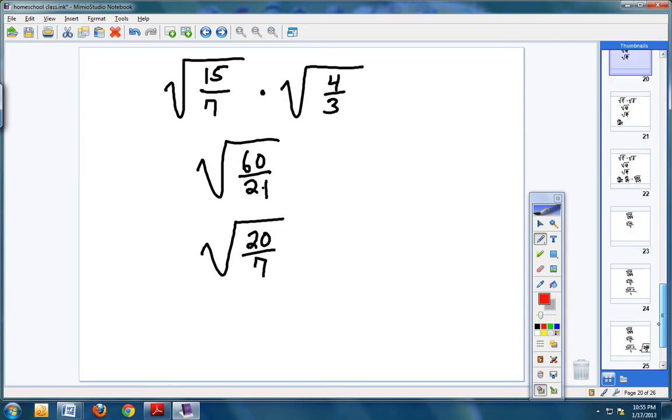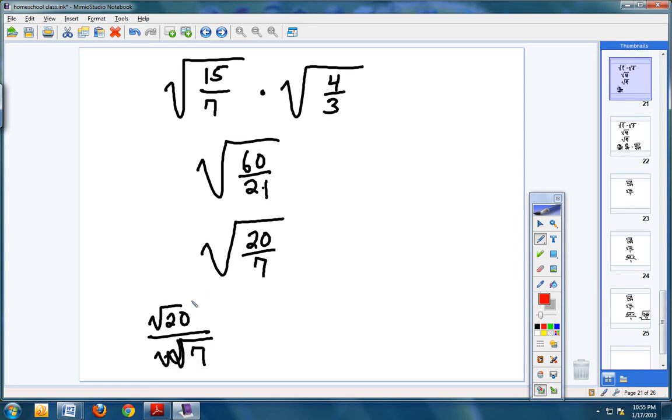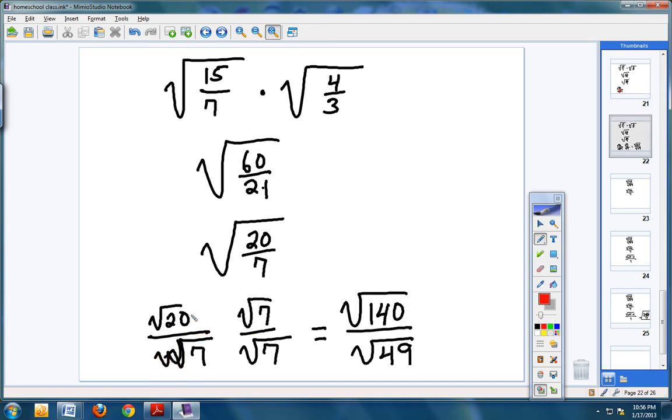So the next thing that I taught you to do is to split the radical up. Really nice radical there, huh? Split the radical up into two different radicals. And then we never want to have a radical in the denominator, okay? So next I taught you to multiply the top and the bottom by square root of 7 over square root of 7.